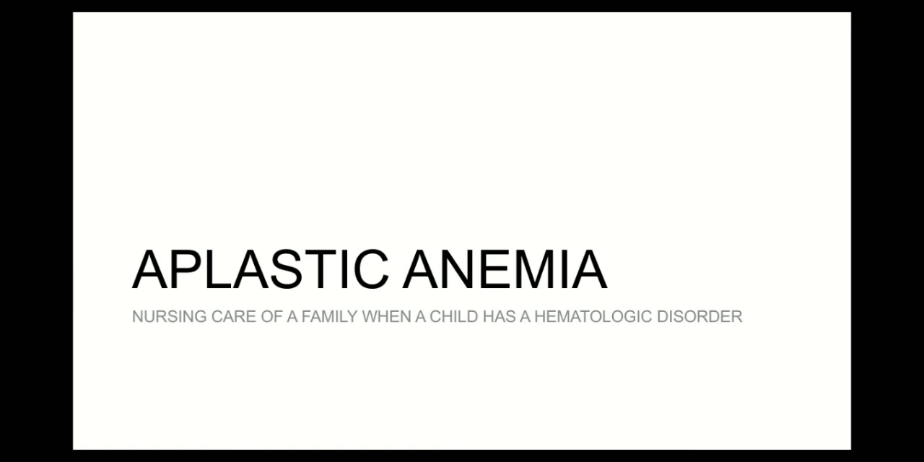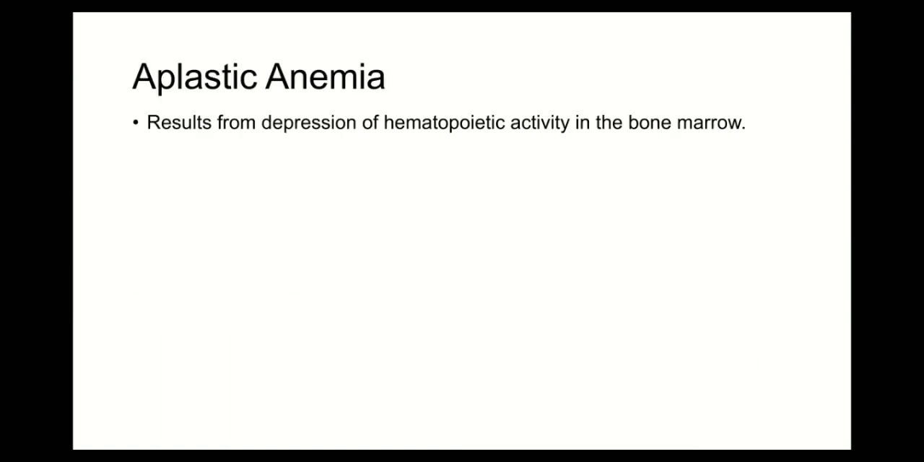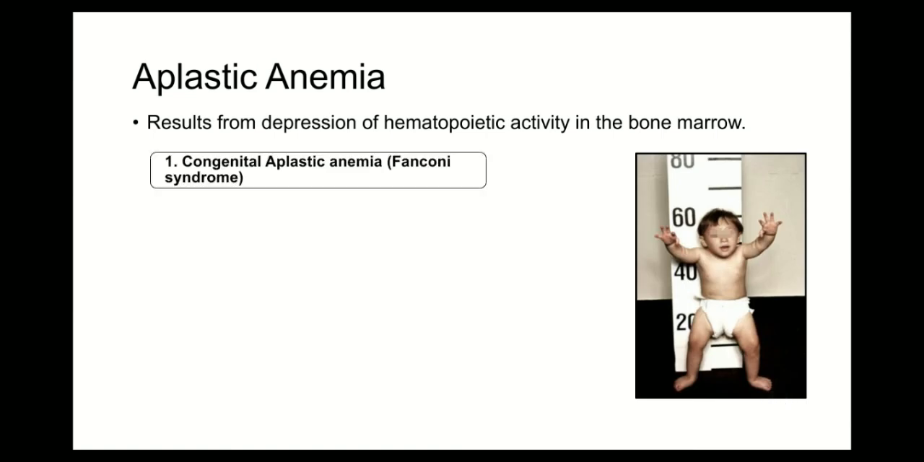Now let us delve into aplastic anemia. Aplastic anemia is a hematologic disorder. It results from depression of hematopoietic activity in the bone marrow. So, if the child has depression of hematopoietic activity in the bone marrow, of course, the formation or development of white blood cells, platelets, and red blood cells will be affected.